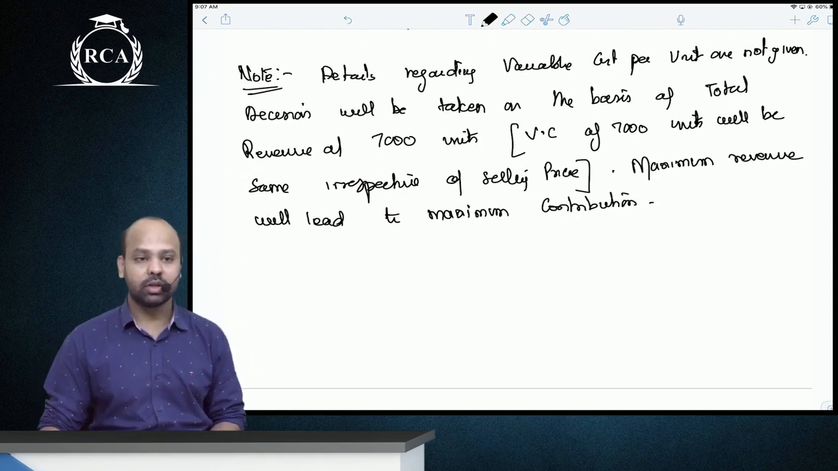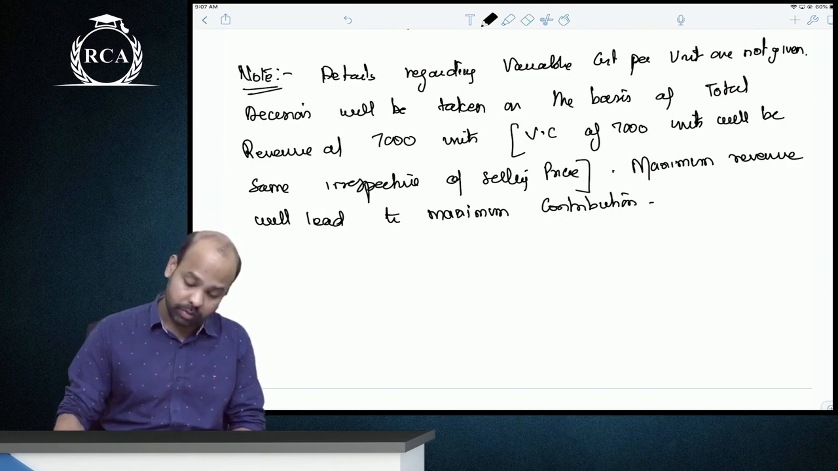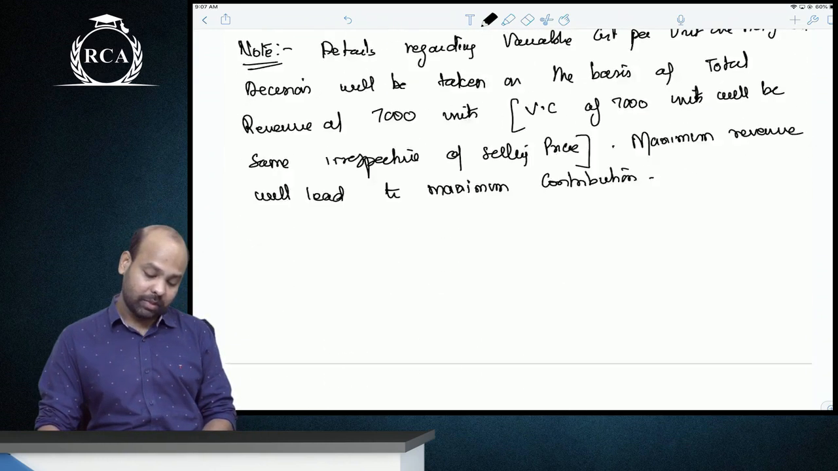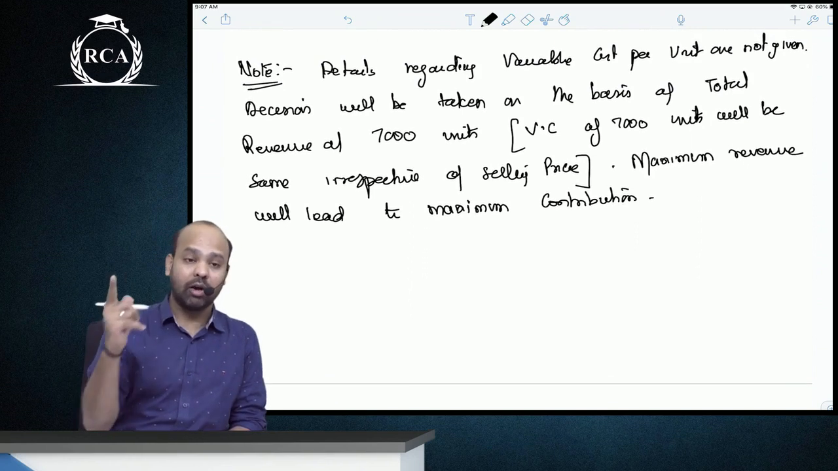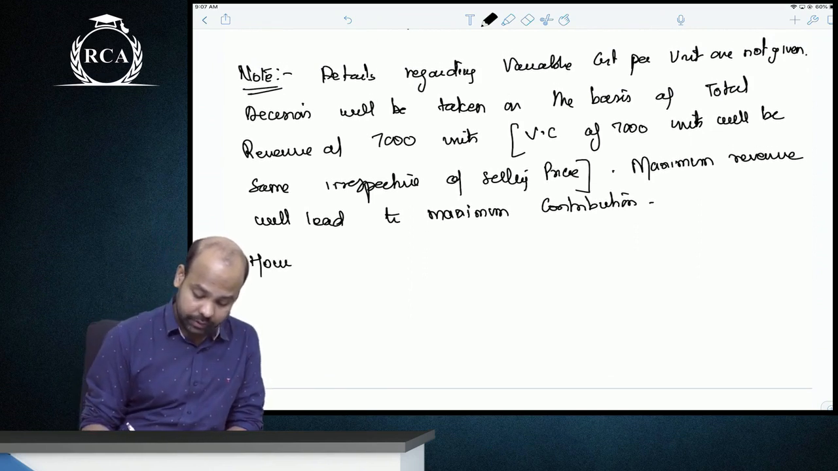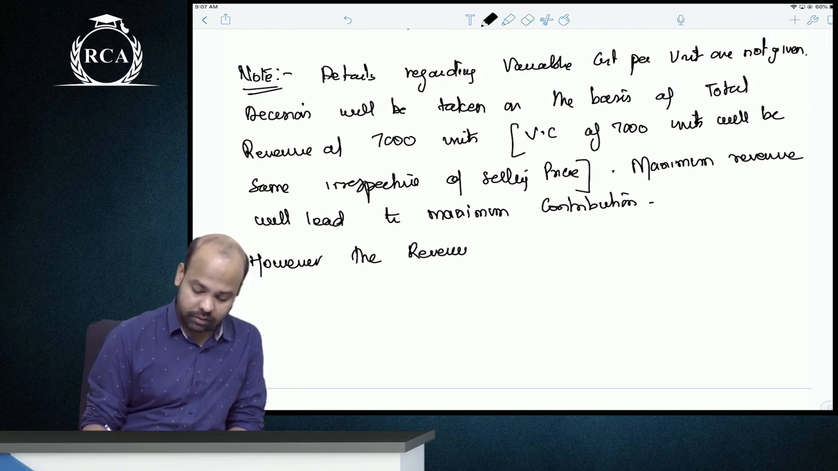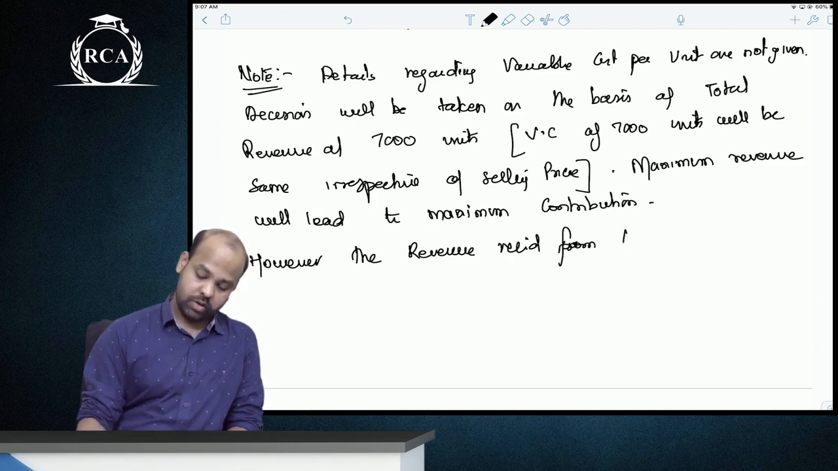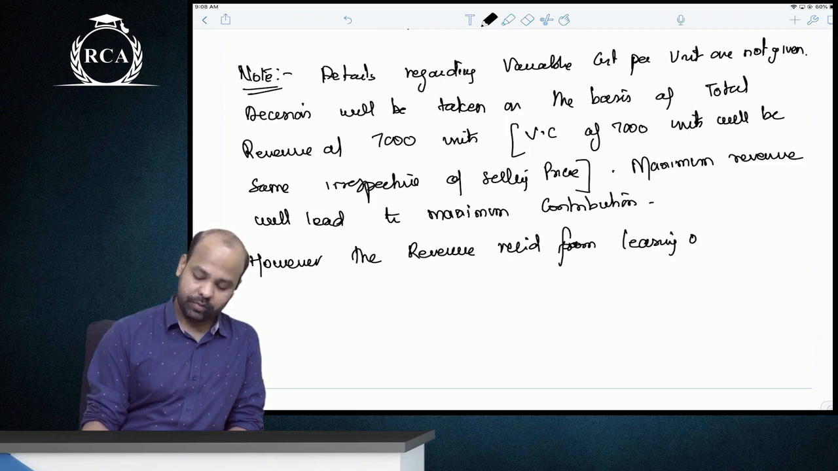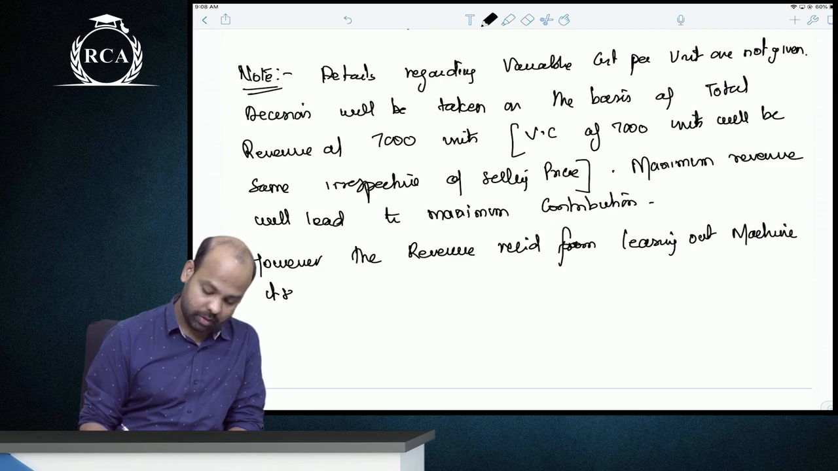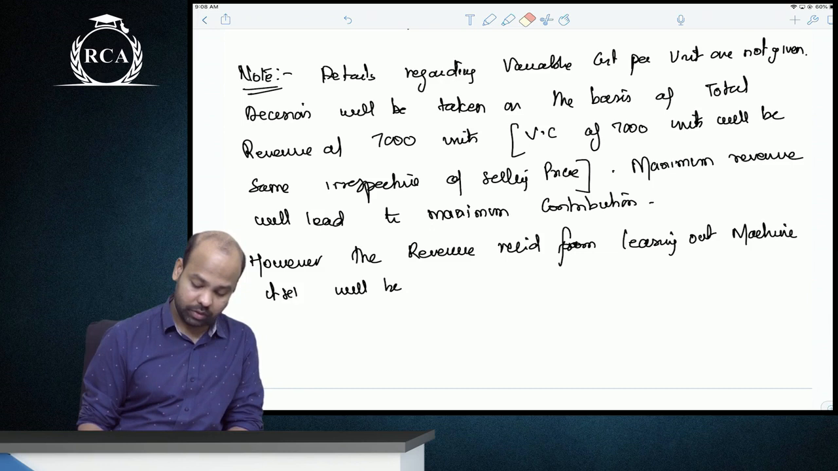Contribution. Understood, sir. That is your maximum revenue, beta, leading to maximum contribution. However, beta, please understand, the revenue received from leasing out machine itself will be contribution. Itself, beta, will be contribution. You are all writing this, right, beta? I have already taught it.